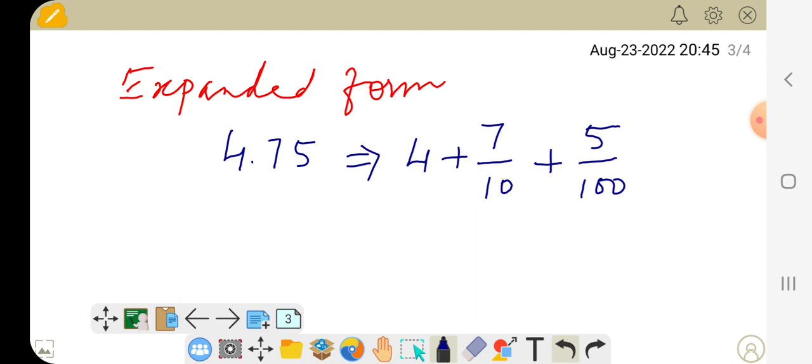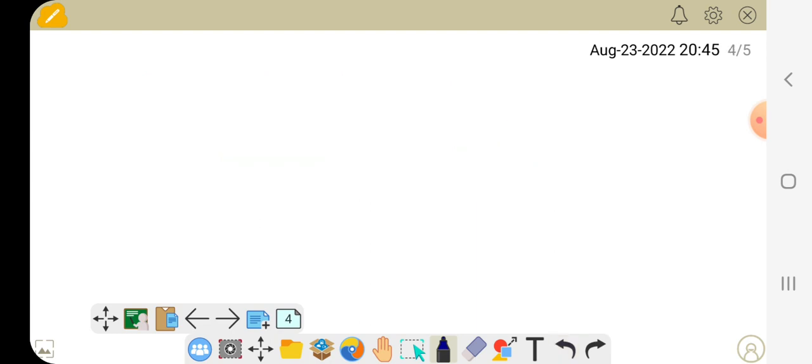Like we have learned about place value, so how do we write it? 4 plus 7 by 10 plus 5 by 100. Okay, now let's move to the next.